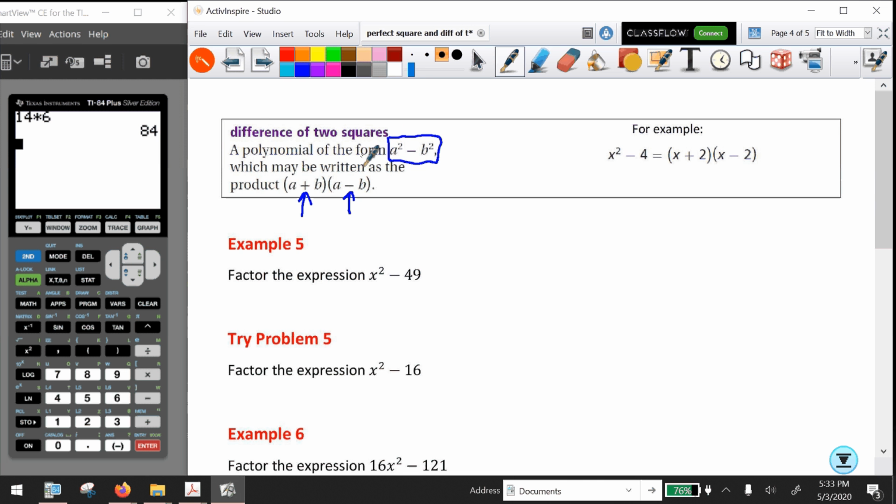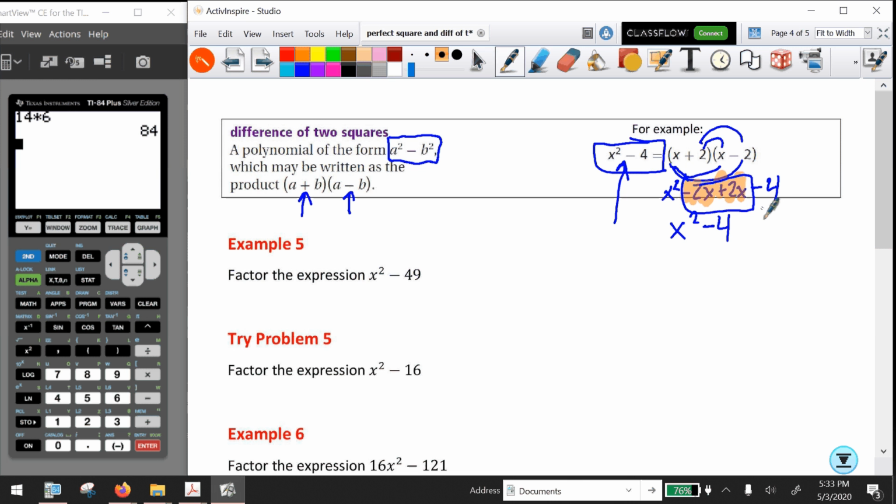And we haven't really seen any of these yet. But here's a nice example over here. If you were to FOIL this, x times x, negative 2 times x, 2 times x, and 2 times negative 2, you get negative 4. Notice that this negative 2x and this 2x, they're the same magnitude, but they're opposite in sign. So they cancel one another out. Negative 2 plus 2 is 0. So we have x squared minus 4. And that's why this original thing didn't have that middle x term. It sort of got canceled out. You can see these cancel one another out.